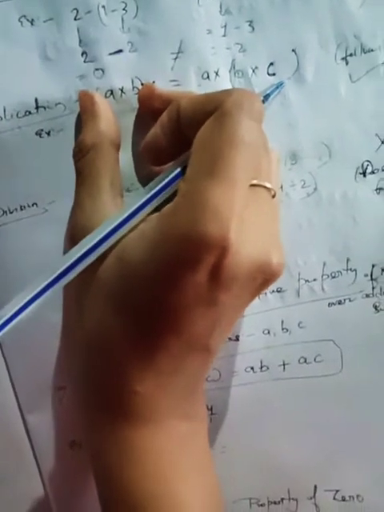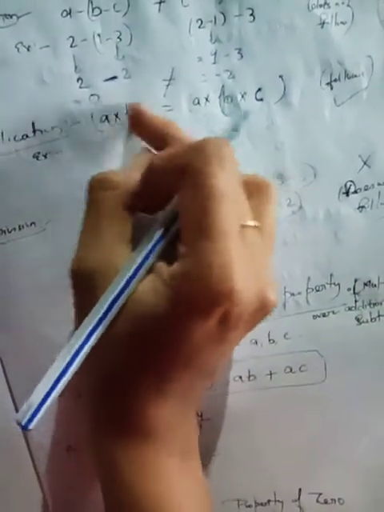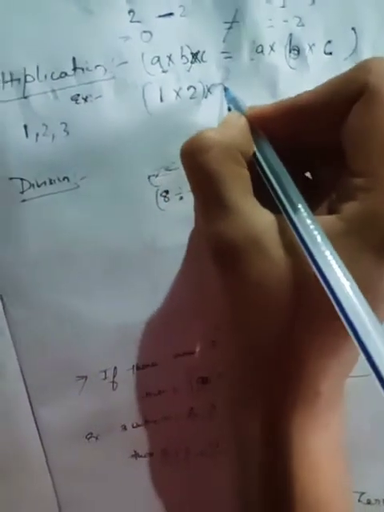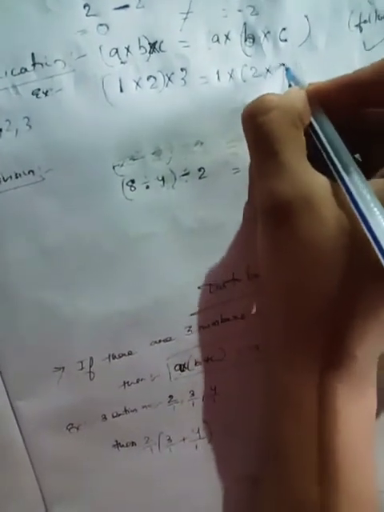I'm just changing the bracket, okay? Here a and b are inside the bracket, and here b and c are inside the bracket, but the numbers are the same. Let's take an example. Let's just take the same numbers 1, 2 and 3. Let's take a is 1, b is 2, c is 3.